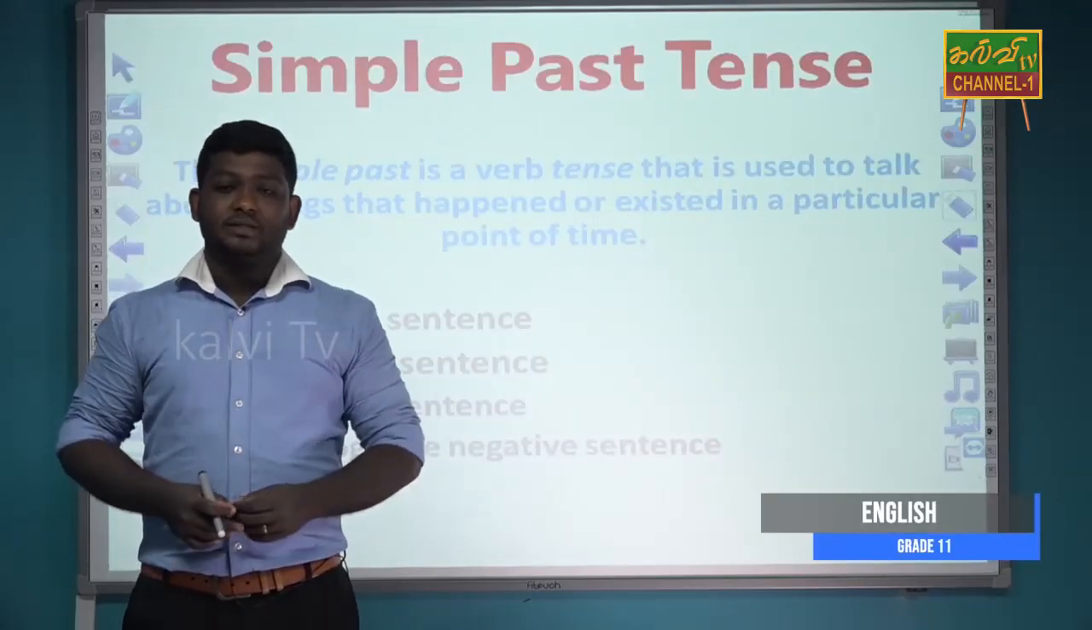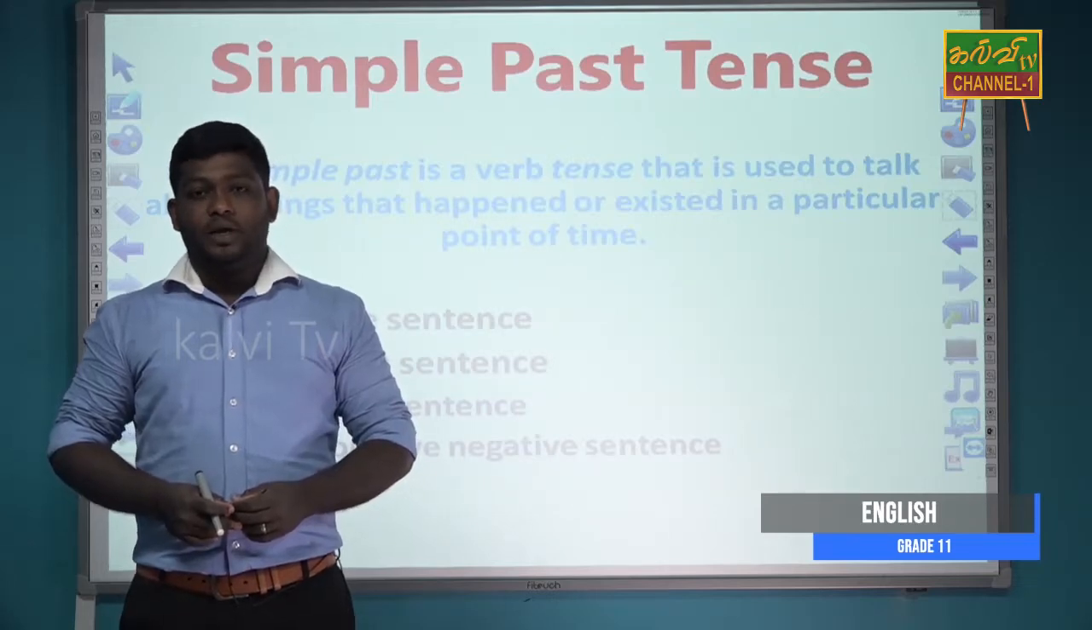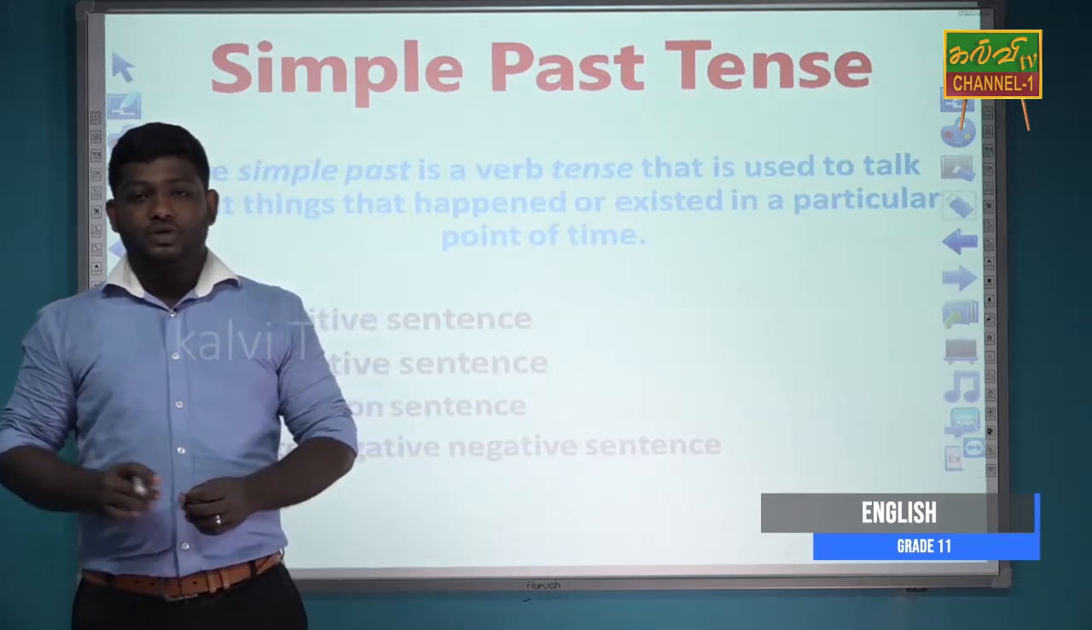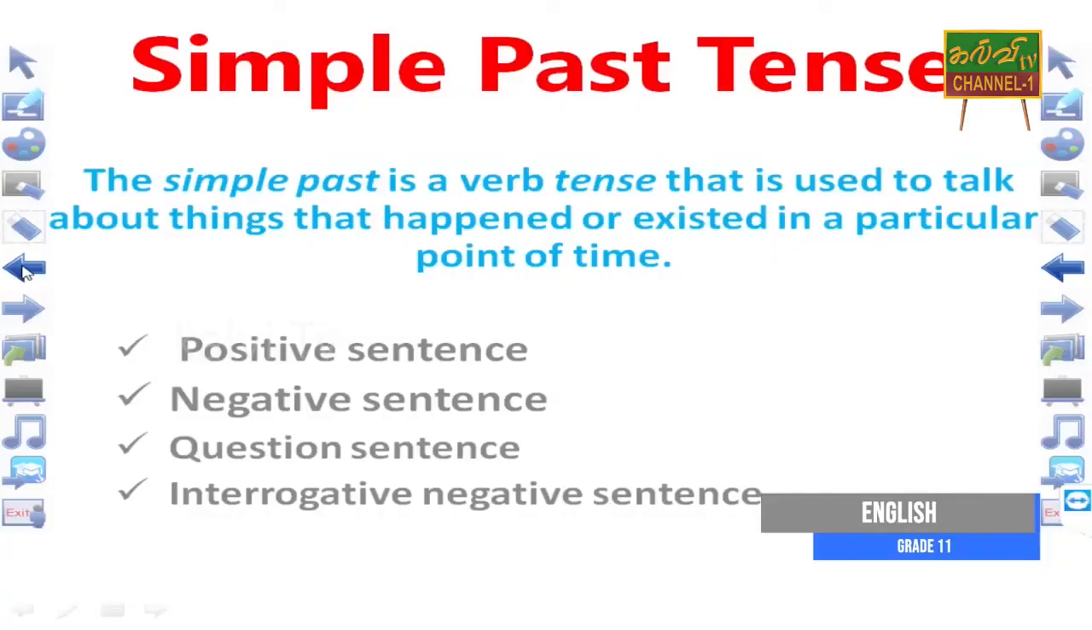In our last class, we studied about past tense. Now I am going to give a short revision on simple past. Look at here. Simple past is a verb tense that is used to talk about things that happened or existed in a particular point of time.